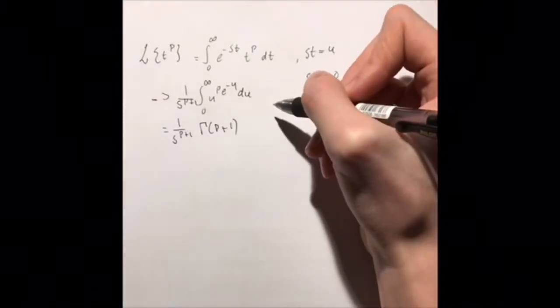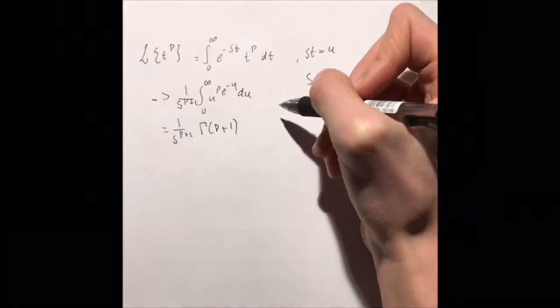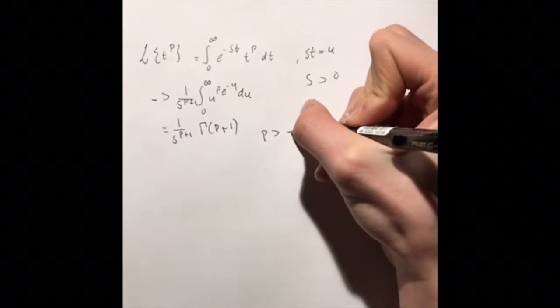The restriction p is greater than minus 1 occurs because the integral defining the gamma function converges if and only if p is greater than negative 1.